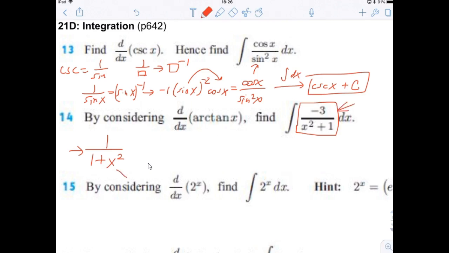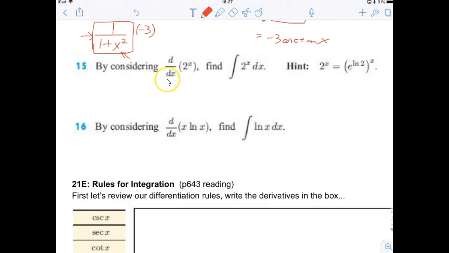And the only difference between this and this is the minus 3, right? There's this times negative 3 here. So the derivative of arctangent of x is this, and if I multiply this times negative 3, I just need to multiply the answer times negative 3 and they would be equivalent, right? So I would say that the integral of negative 3 over 1 plus x squared would be negative 3 times arctangent of x. Another way to think about it is, you say, okay, I'm going to factor this negative 3 out and put it out front multiplying. And then I'm just going to take the integral of 1 over 1 plus x squared. And that would be, of course, arctangent of x.